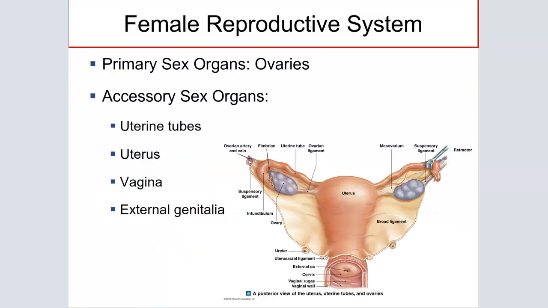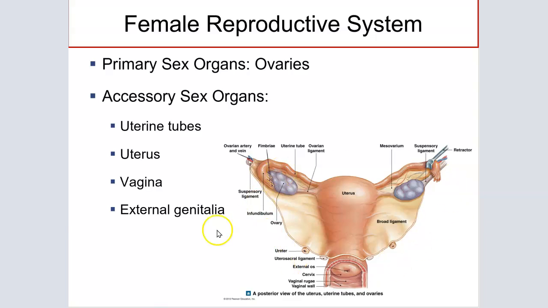Now, when we look at the organs, we still have our sex organs as far as our primary versus accessory. The primary are the ovaries. So you can see the two ovaries here. And again, their job is to produce the gametes. The accessory's job is to move that oocyte out. So it's going to be transporting it from the ovary. You can see it going through these uterine tubes into the uterus. We also have the vagina and then the external genitalia.